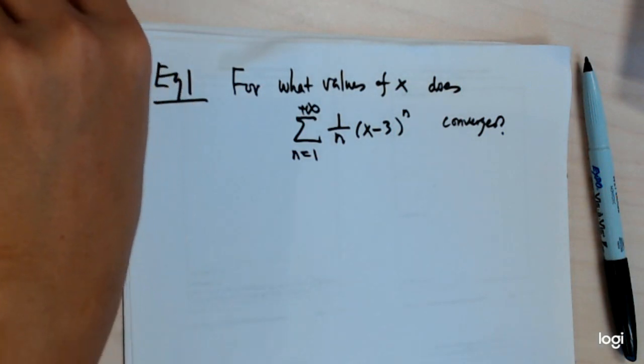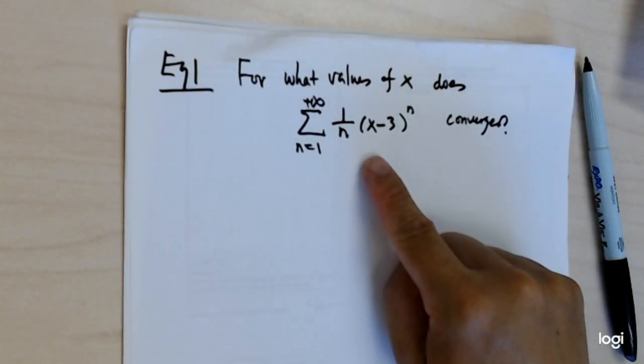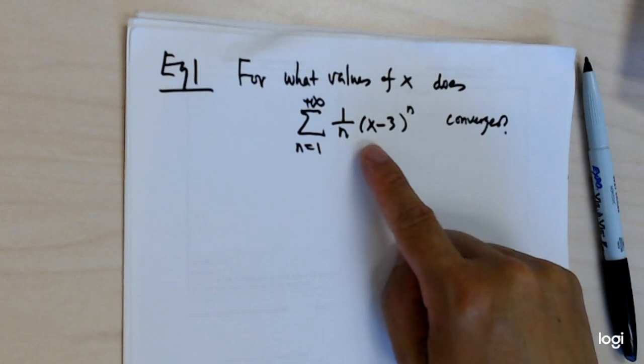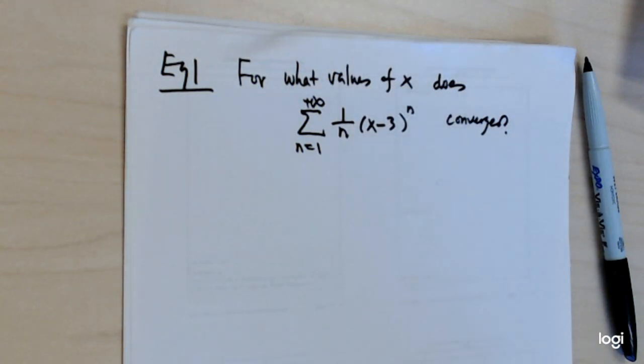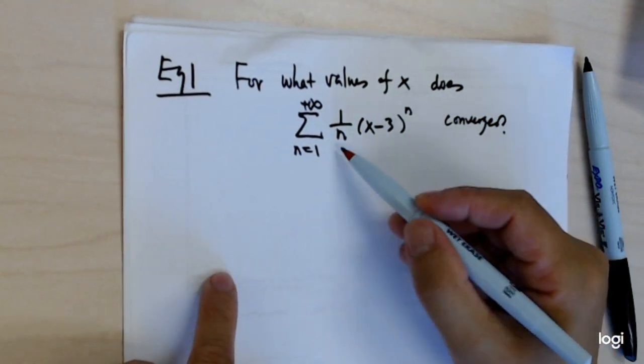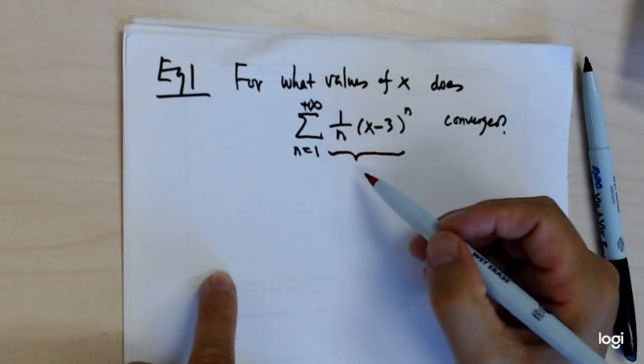So how do we answer this question? What kind of x will make this guy converge? Now that we have all sorts of tests, the most recent one that we learned is the ratio and root test, which can be applied to a series that's not necessarily positive. So to apply the ratio test, we're going to call this whole thing a sub n.